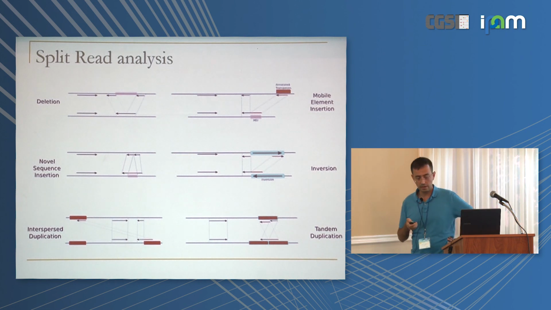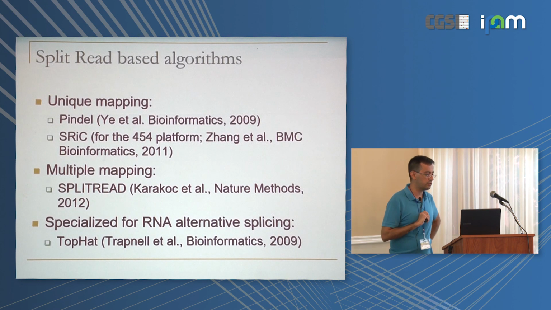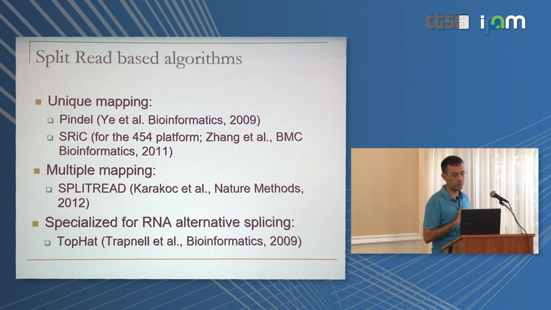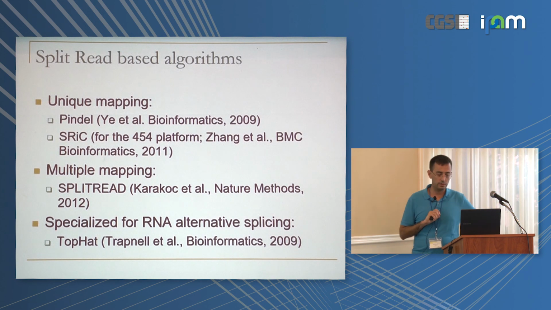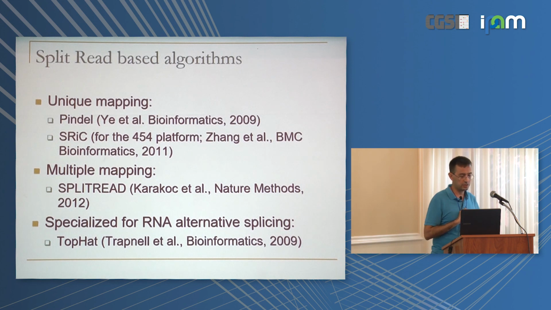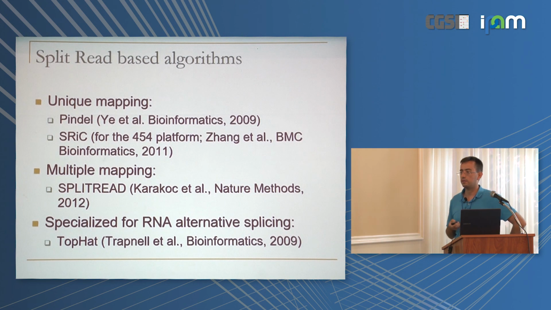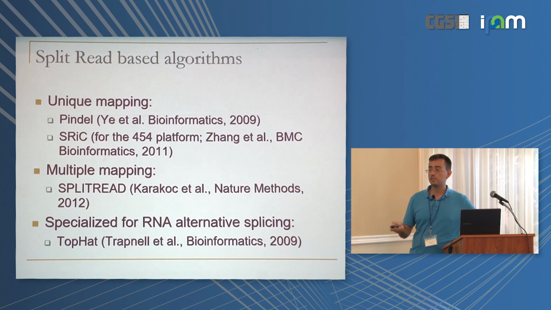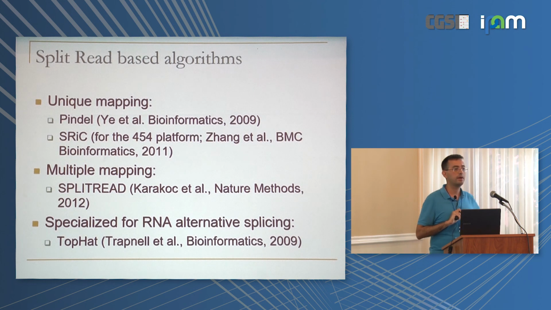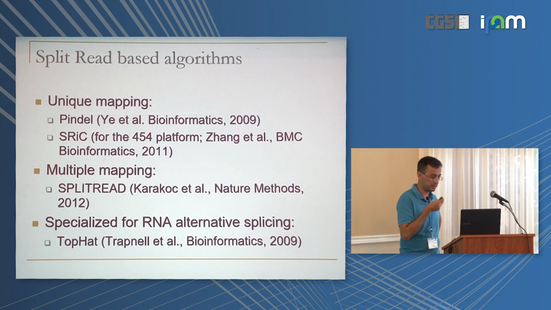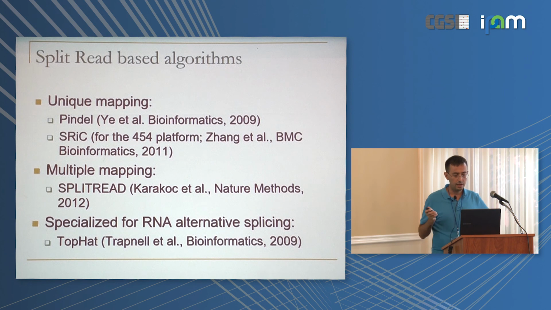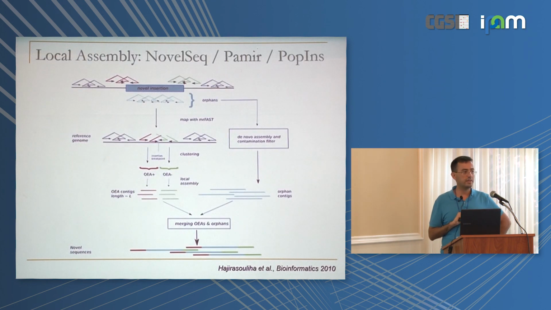duplications. Again, there are many different methods that use split reads. The first one was Pindel back in 2009, and then newer ones started to show up, such as Socrates, and then SplitRead, and for RNA alternative splicing. So this is not really for structural variation, but the formulations are a bit similar. For alternative splicing detection, TopHat was also using split read analysis methods.